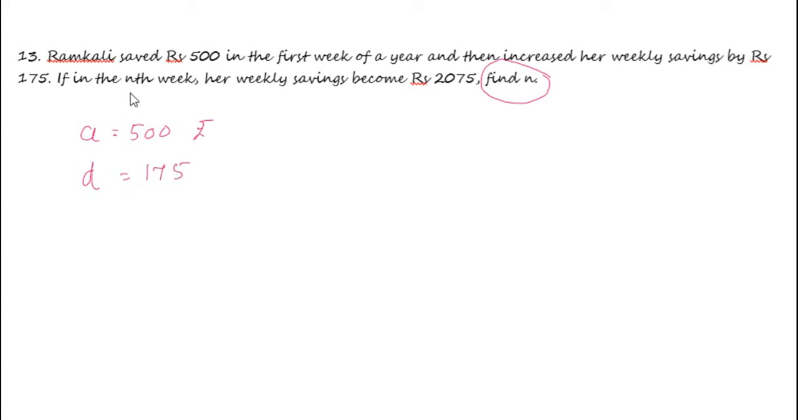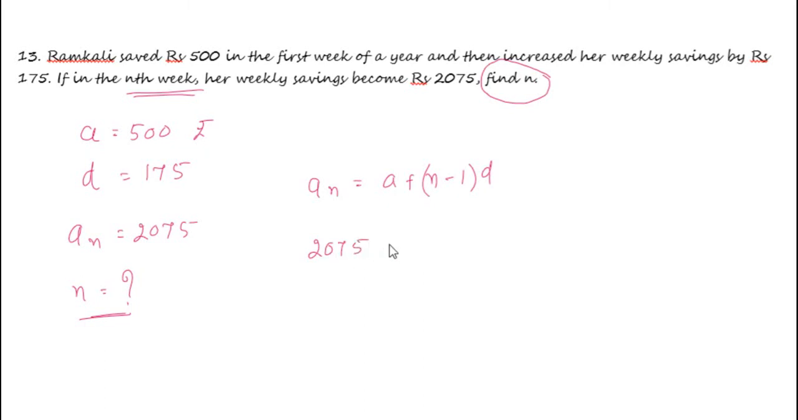After nth week, it became 2075. That is AN is equal to 2075. You have to find out in which week. N you need to find out. AN equal to A plus n minus 1 into D. So AN 2075 equal to A is 500 plus n minus 1 into D. D is the common difference, 175.